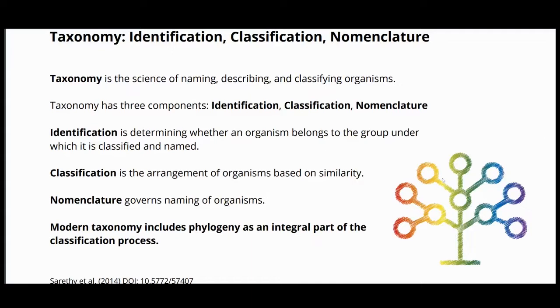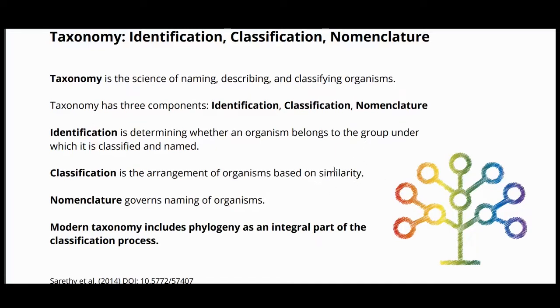It has identification, classification, and nomenclature. Identification is a binary process. In identification, it is determined whether a particular individual belongs to the known groups of organisms or not. If it doesn't belong to any known groups of organisms, then you have to create a new taxon, a new category for it actually. So now you can classify organisms based on similarity.